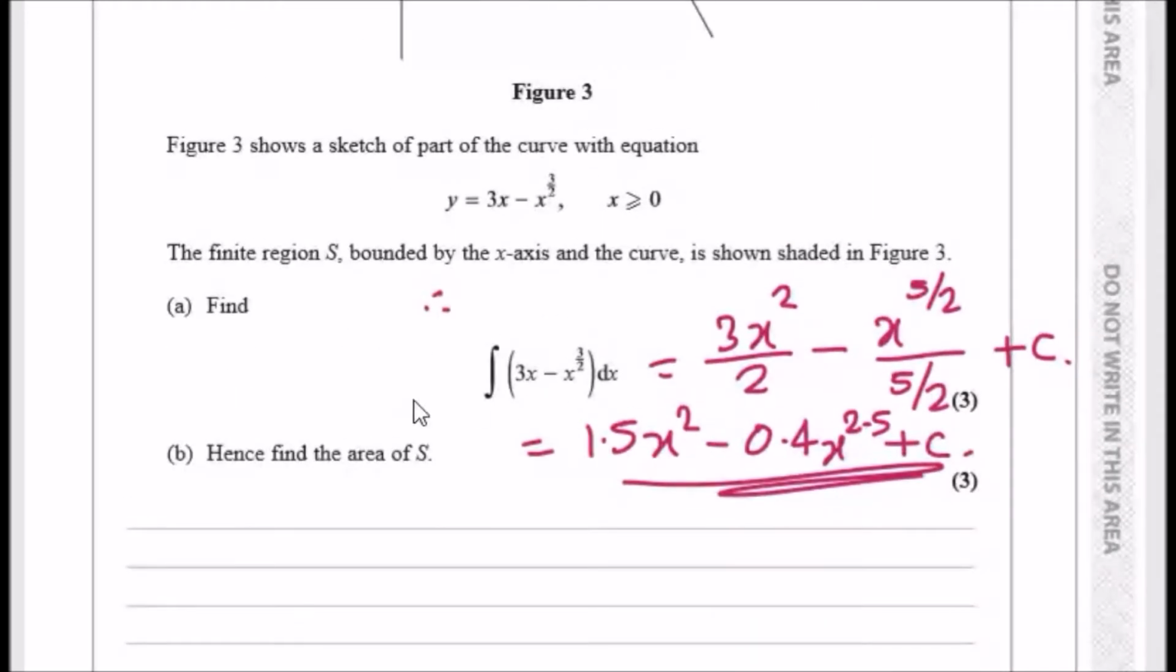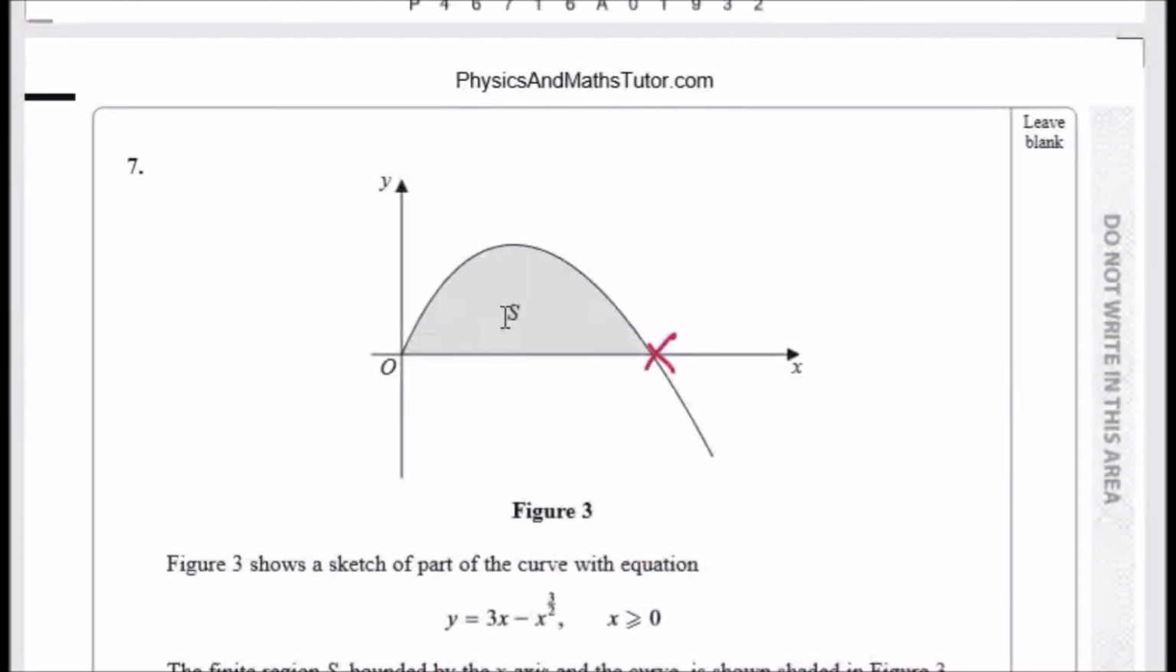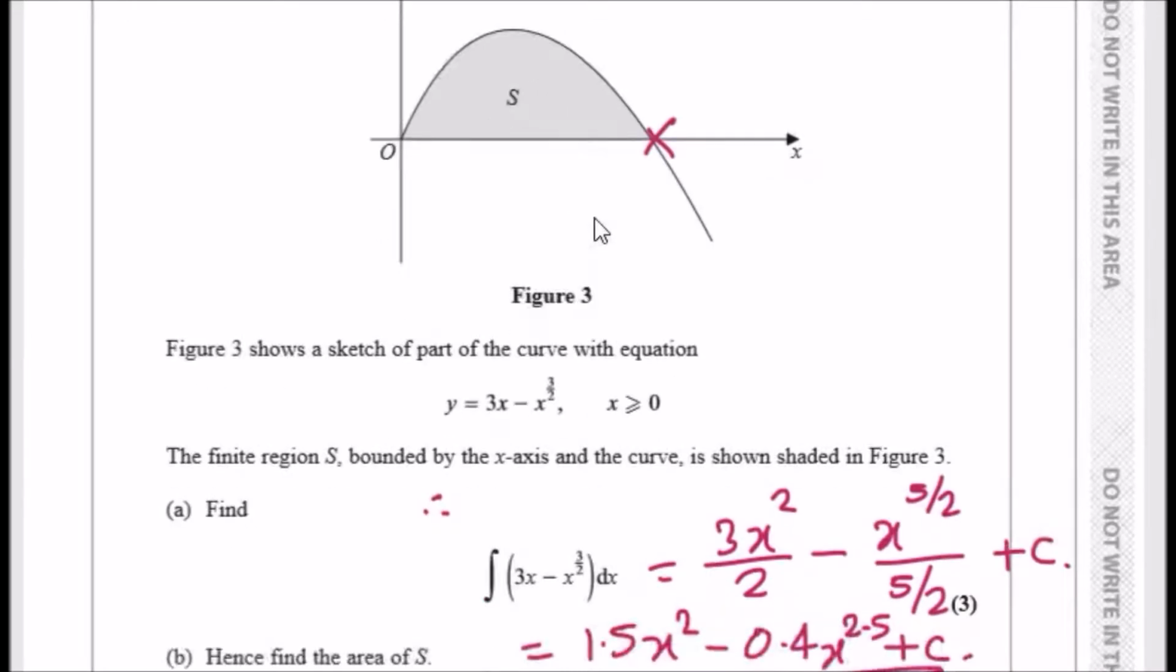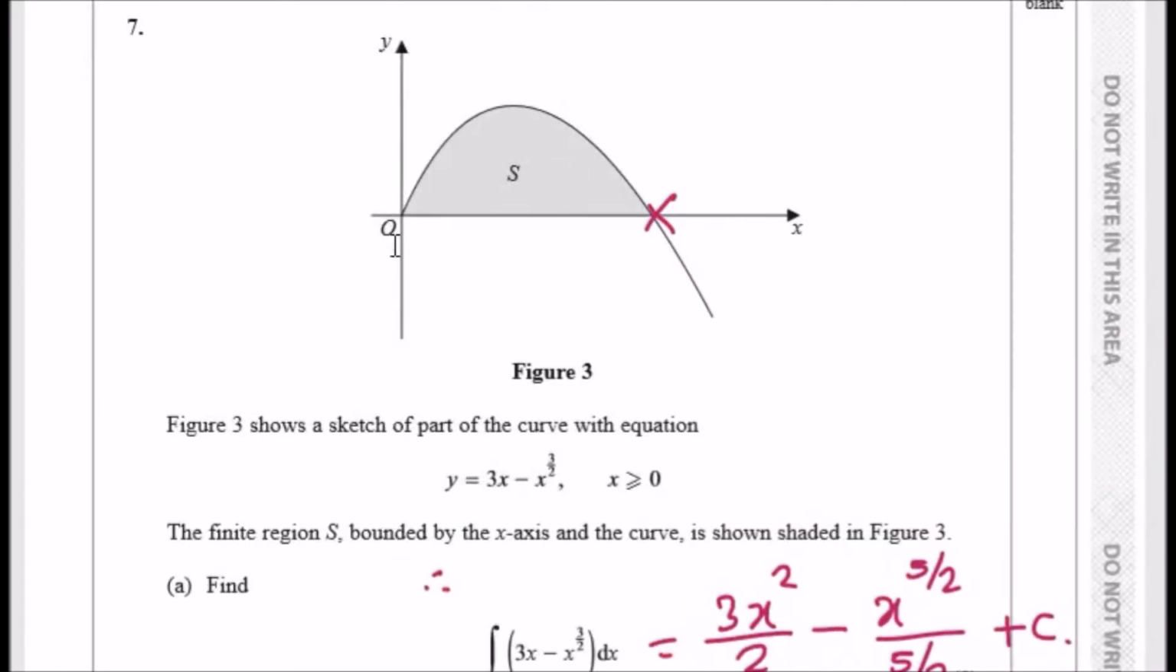Okay, part B. Find the area of S. Alright, let's do it. To find the area of S, we need to first see when the curve intersects with the x-axis. When it does, this means that the curve intersects when the y-coordinate is 0. So it looks like we're going to do a bit of maths here first to find the limit. So let's solve the curve equation when y is 0. Effectively, this equation is equal to 0. So 3x minus x to the power 3 over 2 is 0.